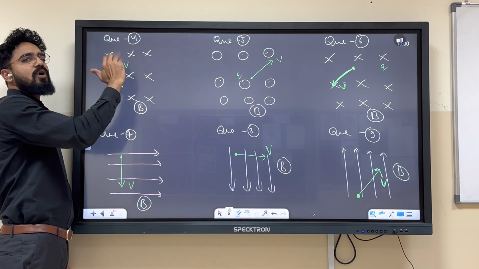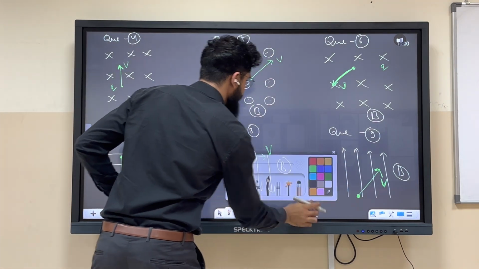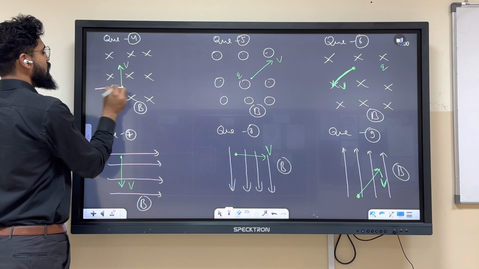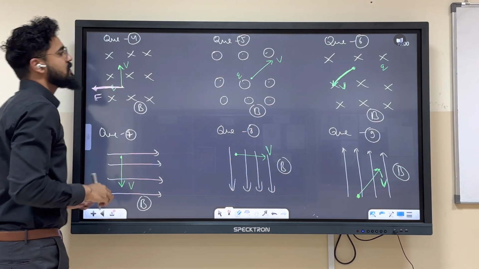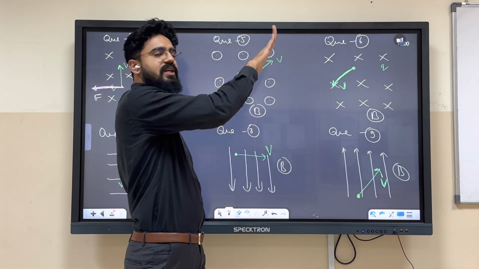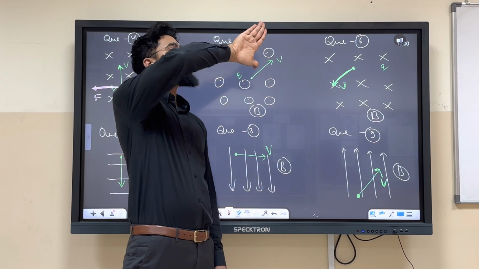V cross B. The thumb is showing us the direction of force. So force will be in what direction? Force is in this direction. Okay? V in this direction, and B is coming towards you.